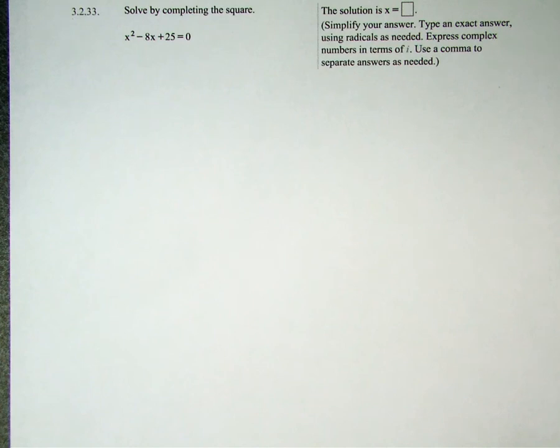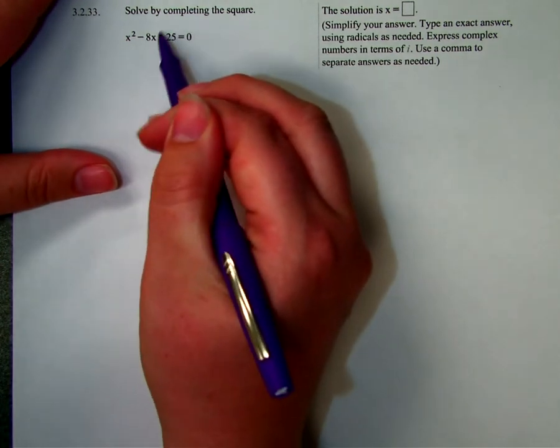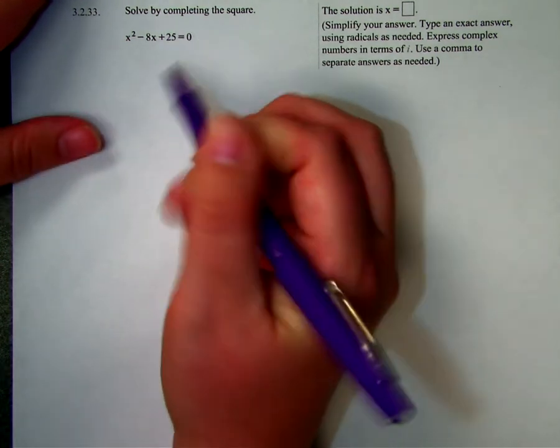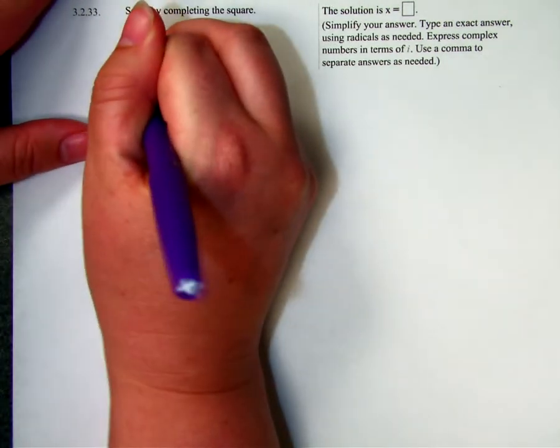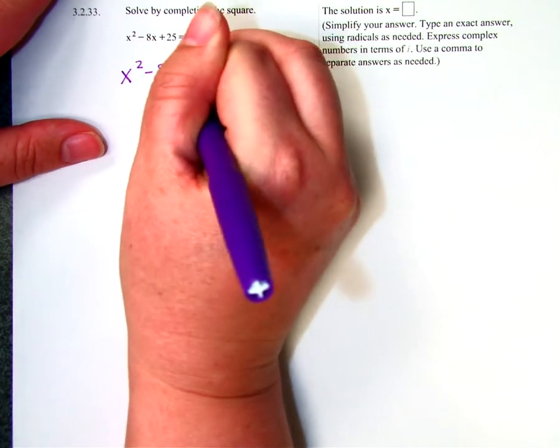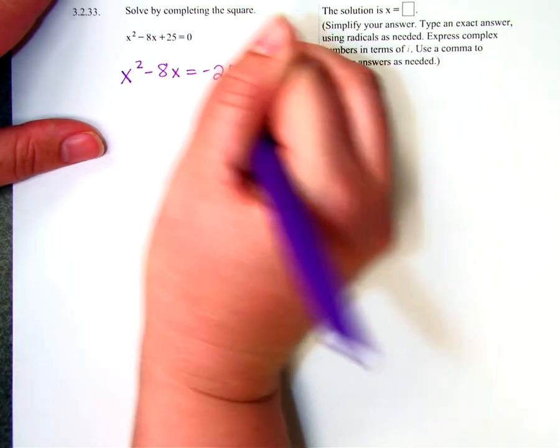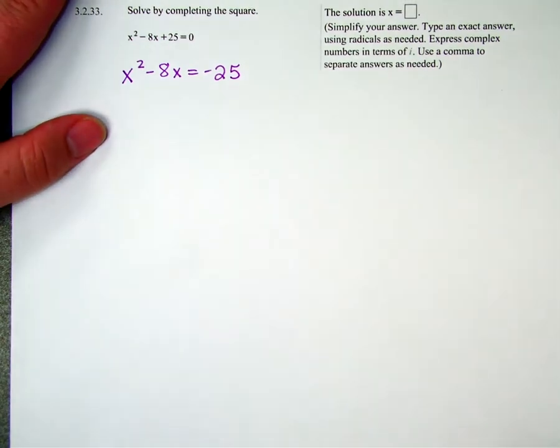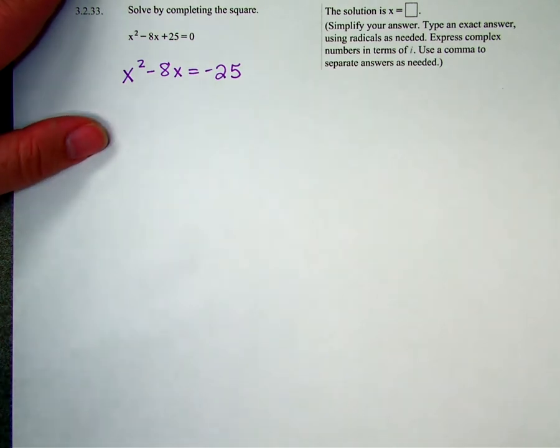Alright, so we're going to look at how to complete the square of the following quadratic. So solve by completing the square. The first thing we're going to do is take the constant and move it to the other side. So subtract 25 from both sides. The first step in completing the square is to subtract the constant from both sides.